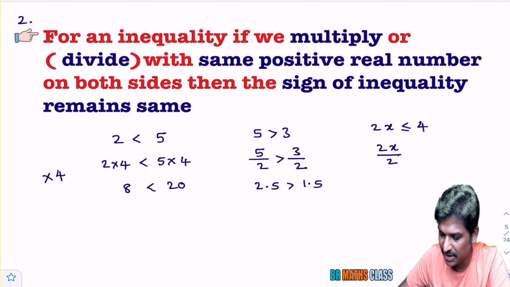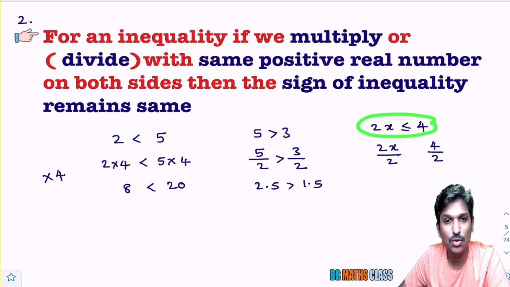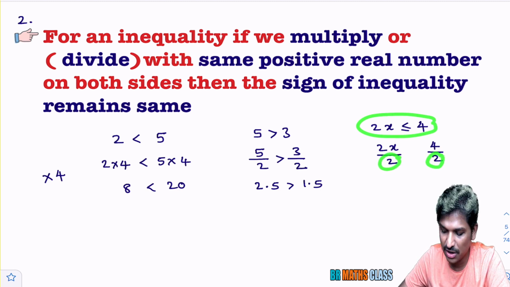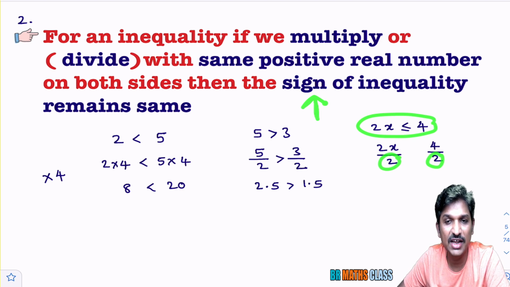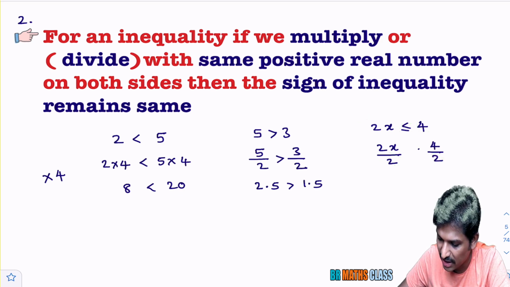2x divided by 2 is less than or equal to 4 divided by 2. You observe, this is the inequality. I divided with 2 on both sides. 2 is a positive real number. Now what this rule says is that for an inequality, if you divide with a positive real number, then the sign of inequality remains the same. That means this less than or equal to remains less than or equal to only.